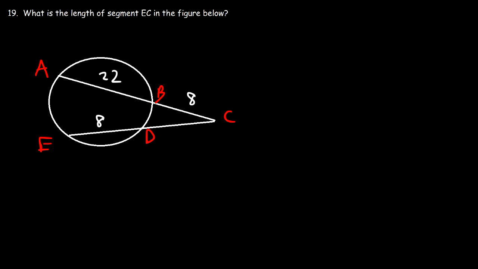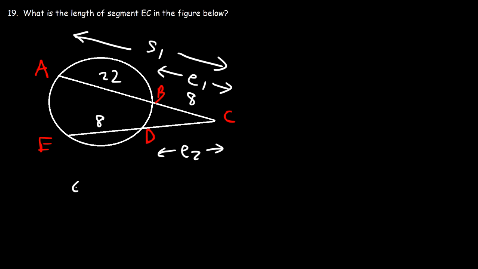So this is going to be the last problem. What is the length of segment EC in the figure below? Now we have two secants that are passing through this circle. And so we could use the secant power theorem. And so let's call this secant 1. And this is the external part of secant 1. This is the external part of secant 2. And that is secant 2.